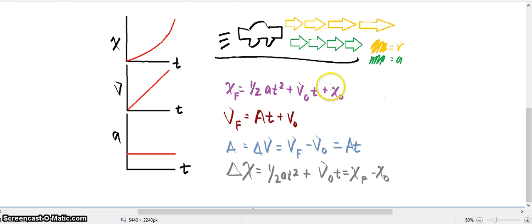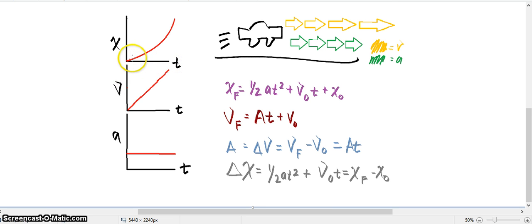Okay, so why is that? Before we explain why that is, first we draw the graphs. When you draw the graphs, you see, again, position and time, and the relationship goes exponentially.